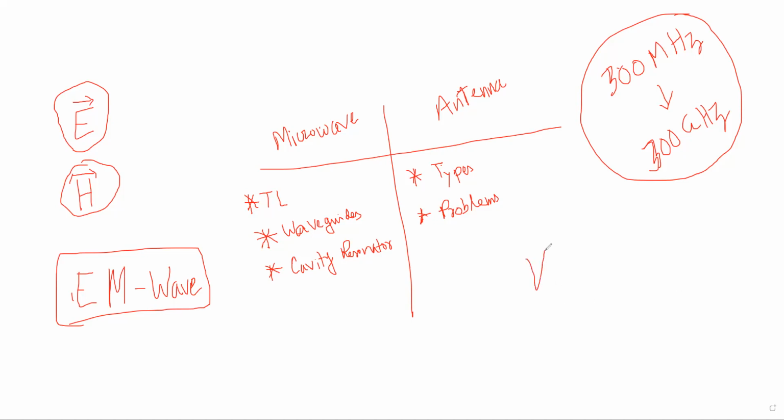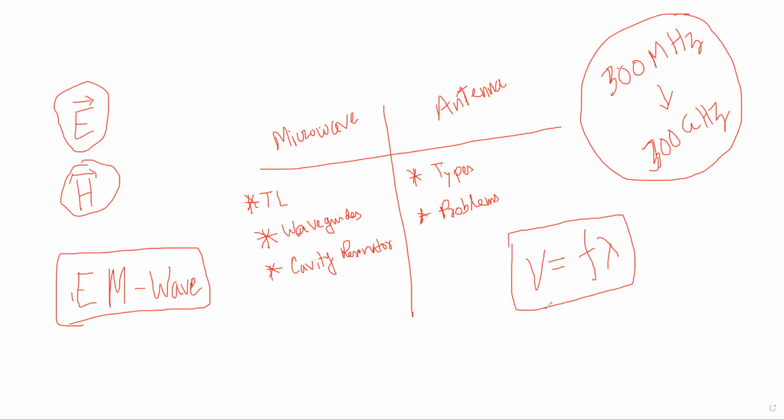Do you remember the equation V equal to F lambda? The equation which we have studied in our school life, V equal to F lambda. What does it mean? V is the velocity, F is the frequency, lambda is the wavelength. Today I am showing you the basic things, basic formulas. I will not go to the microwave, but basic.